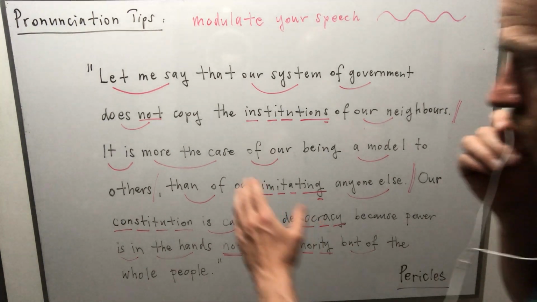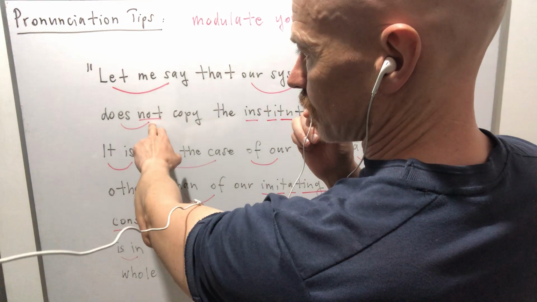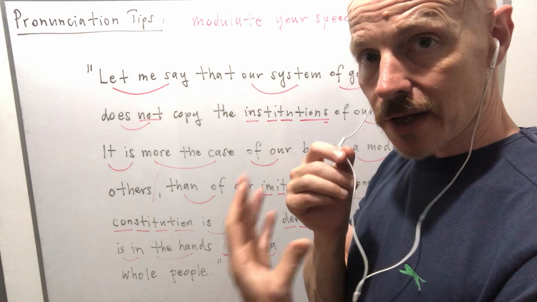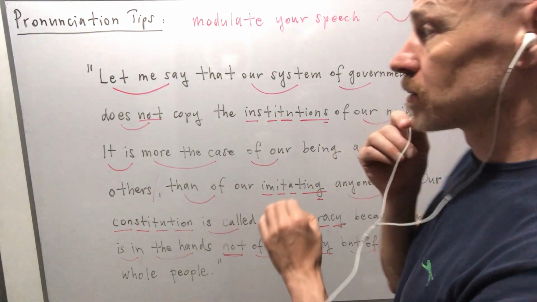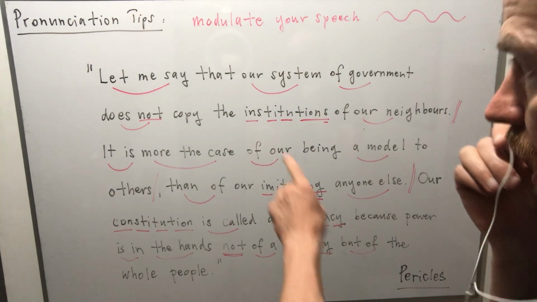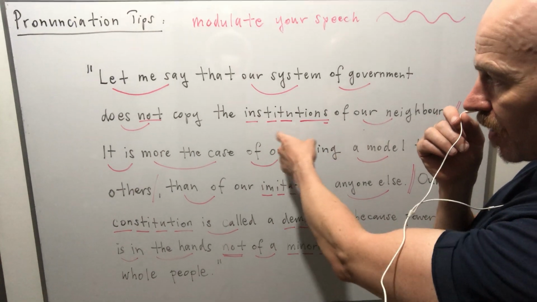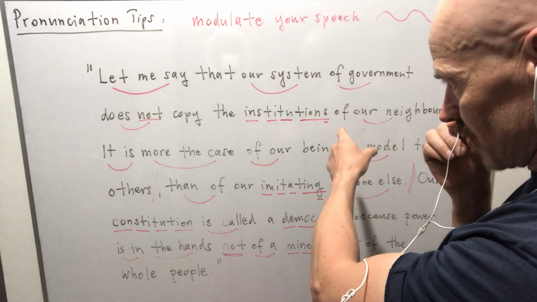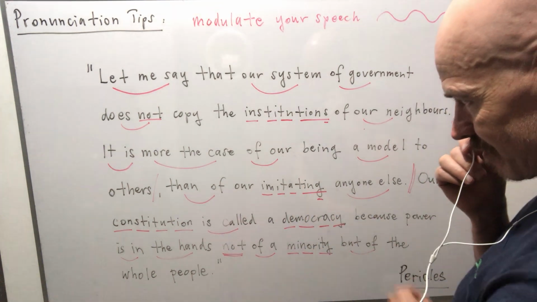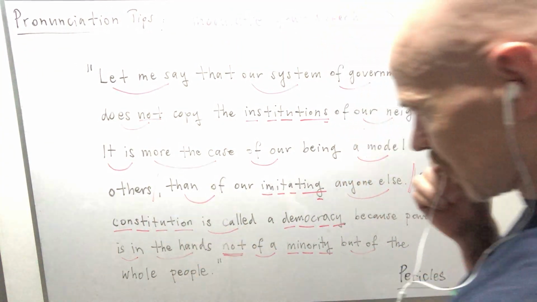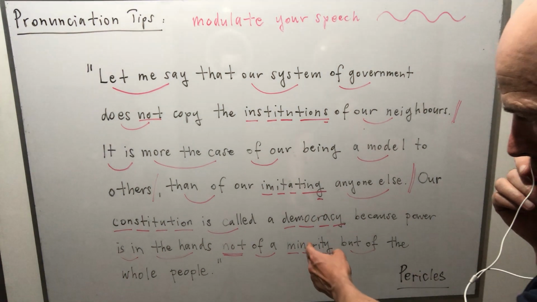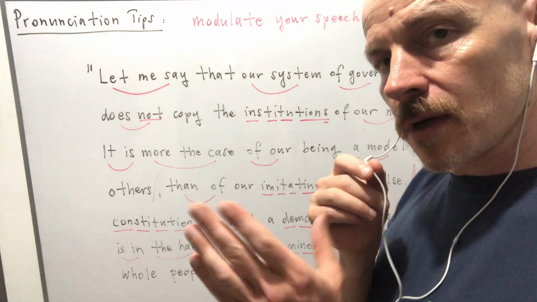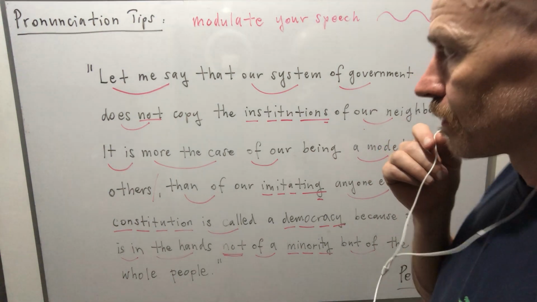Other things I mark up as well, words I'm going to stress. So, does not. So it's a negative, but I want the listener to really listen to that because that's something important. Does not copy. So I'm going to stress that as well. And then I look at some of the longer words where I've got lots of different syllables. Institutions, imitating, constitution, democracy, minority. Yeah, because that's going to help give me the rhythm of how I'm going to say those words.